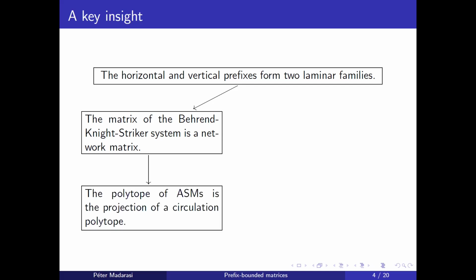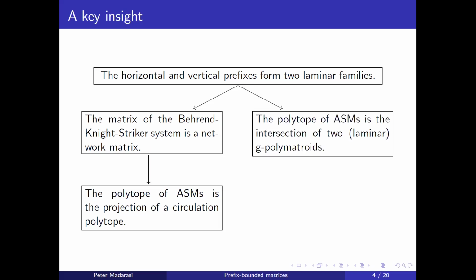Such linear programs are known to define polytopes, which can be obtained as component-wise projection of so-called circulation polytopes, which in turn opens the door toward using classical theory of network flows. And we also realized that the polytope of ASMs is the intersection of two so-called laminar generalized polymatroids, which again are very well studied and have a rather deep theory. So what we have now is 3 different approaches, each giving its own perspective and a distinct set of tools for analyzing certain problems, and in particular the polytope of ASMs.